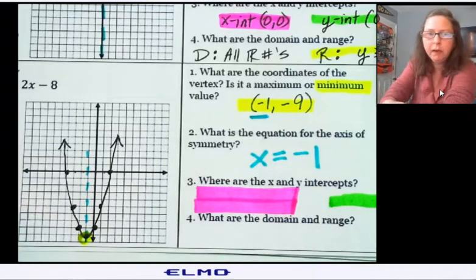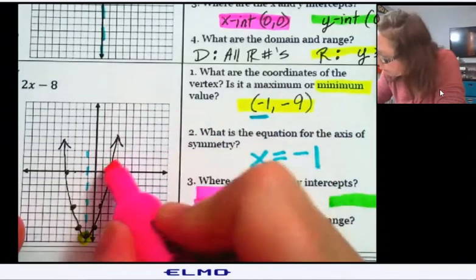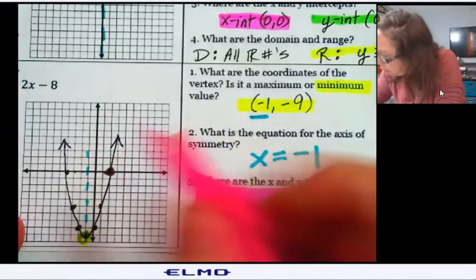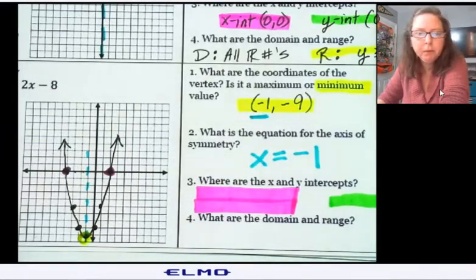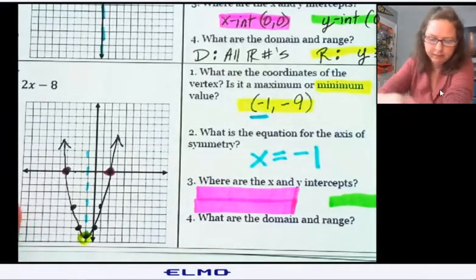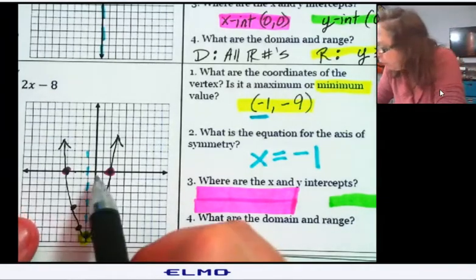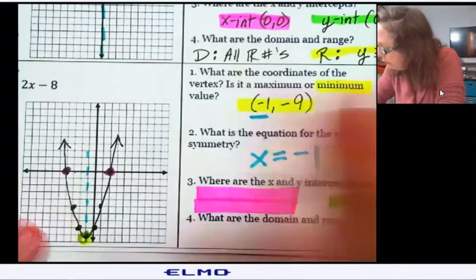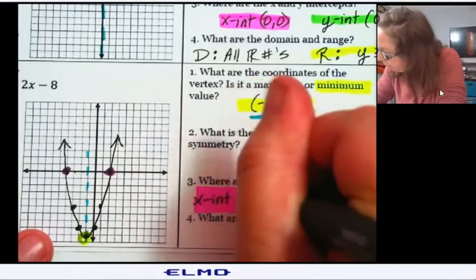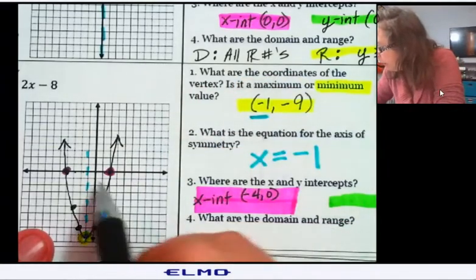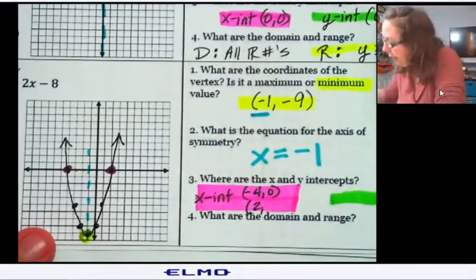So the x-intercepts are where they cross the x-axis, okay? So right here and right here. All we're doing today is identifying them. So those are my x-intercepts, and I'm going to write them as ordered pairs. So negative 4, comma 0, and positive 2, comma 0.